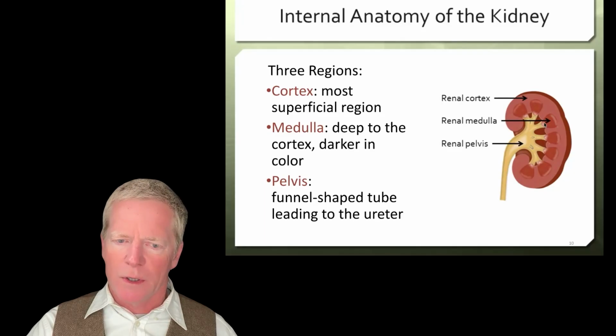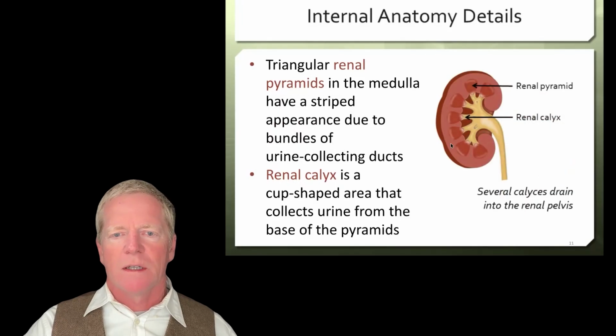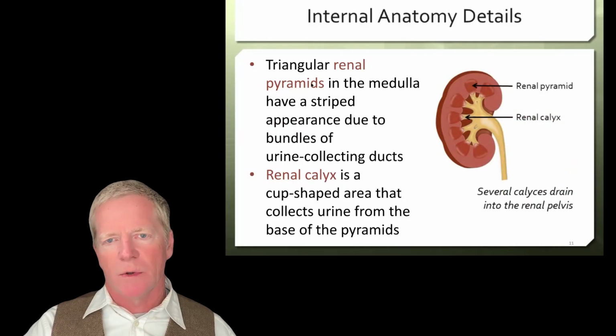And then at the bottom of each of these pyramidal medullary structures are funnel-shaped tubes that lead via the renal pelvis to the ureter. This is where urine is going to be collected. So let's take a little closer look at some of the internal anatomic details.